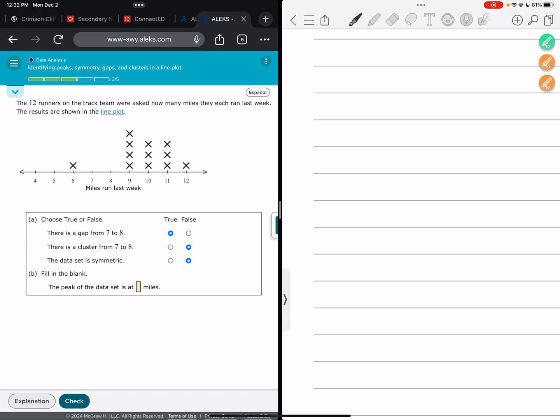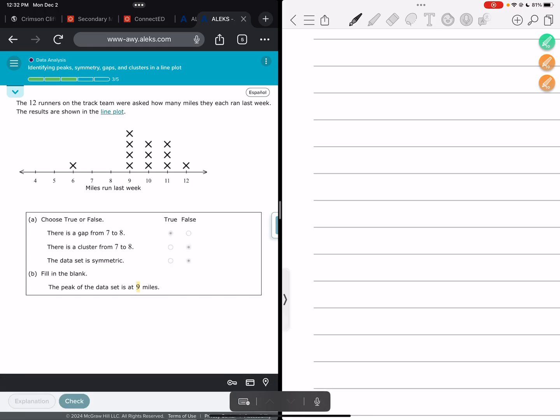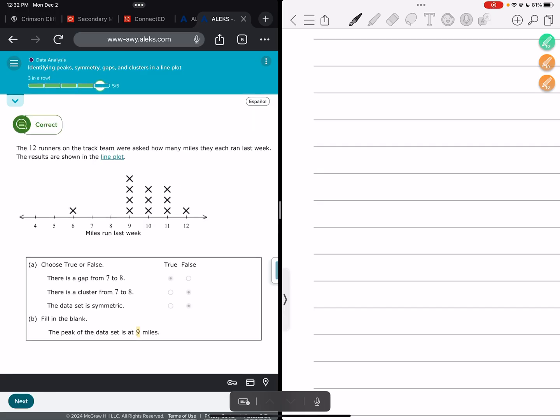The last fill in the blank, the peak of the data set is at, and we see that that's at 9 miles, which we can go ahead and check. That's how you identify peaks, symmetry, gaps, and clusters in a line plot.